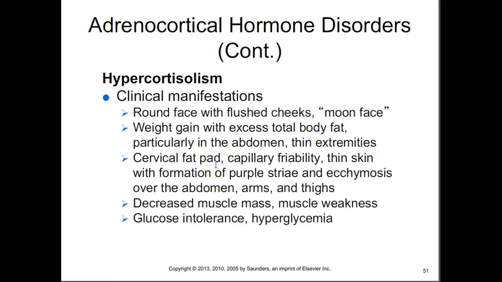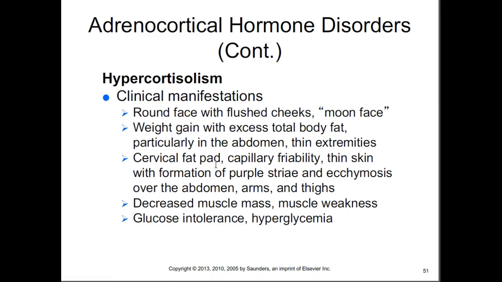So, the clinical manifestations you'll see in hypercortisolism are also seen in people who are taking too much hydrocortisone or prednisone. The round face with flushed cheeks, we call that the moon face. We have weight gain with excess body fat, particularly in the abdomen, and thin extremities. The reason is that cortisol also does gluconeogenesis. It takes proteins and converts them to glucose, so you're going to see hyperglycemia. Where is all of this coming from? It's all coming from the muscle wasting. Then there's the cervical fat pad and capillary fragility.